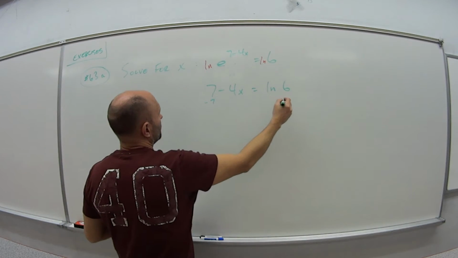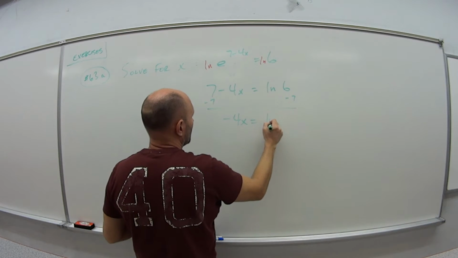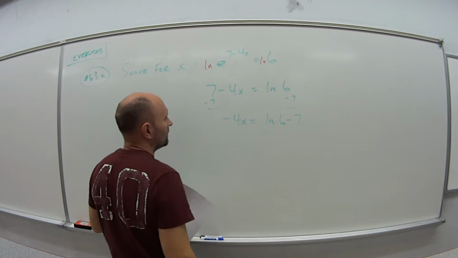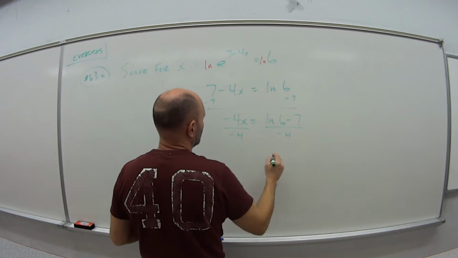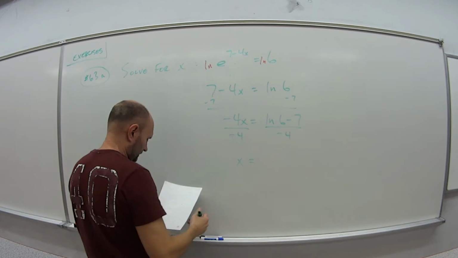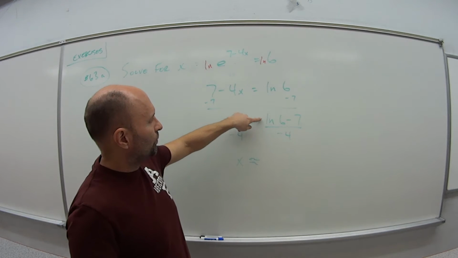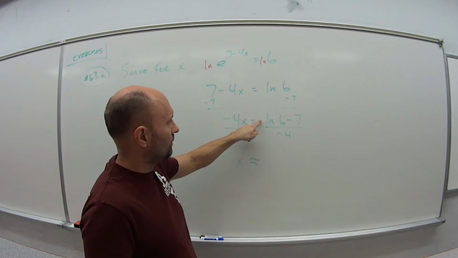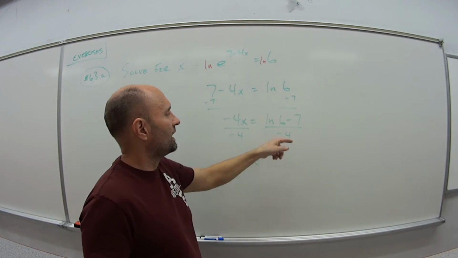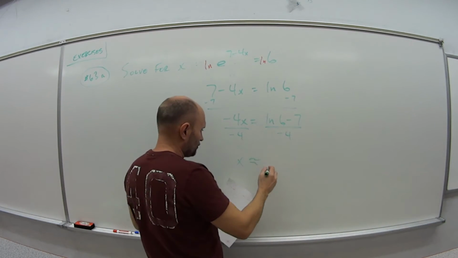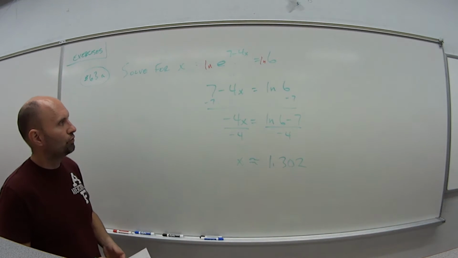So subtract 7 from both sides. So you get minus 4x is natural log of 6 minus 7. And to get x by itself, divide both sides by negative 4. So that gives you x is approximately, because you'll have to do this on your calculator, plug in 6, hit the natural log button, then subtract 7, hit equals, and then divide it by negative 4. This should give you roughly 1.302.